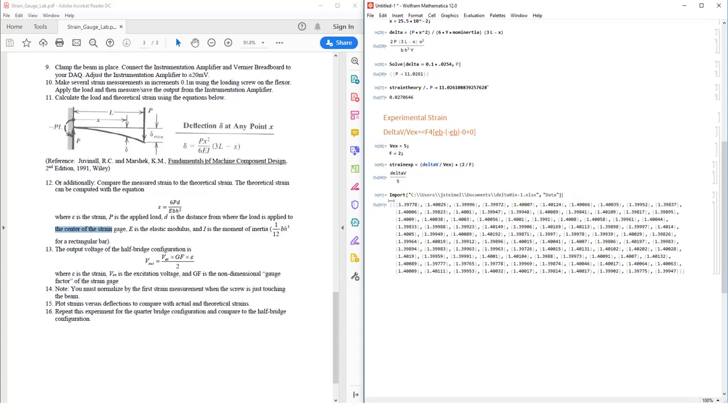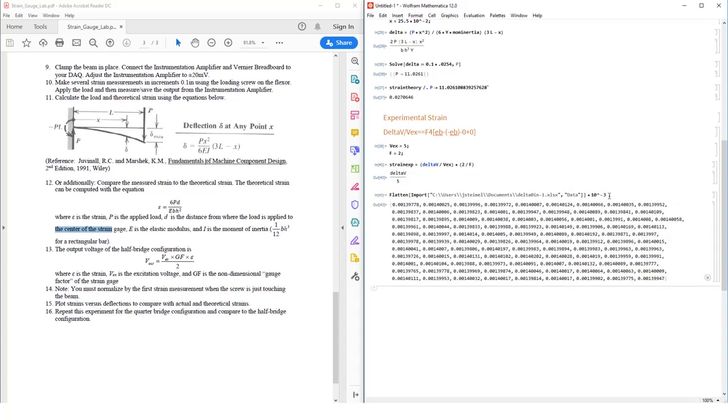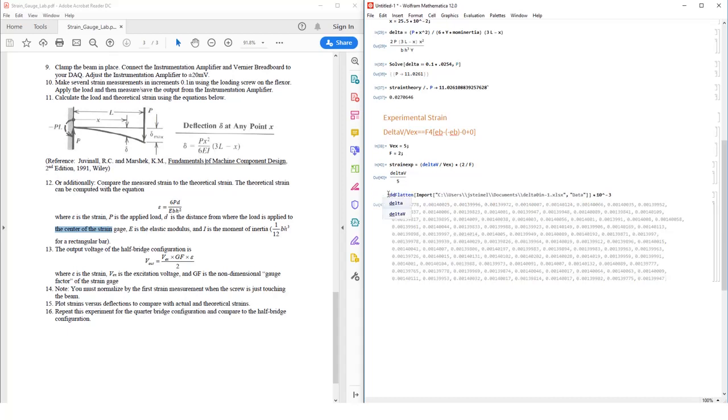So we need to do a couple things first. I don't like all these parentheses, so I'm just going to flatten. That just removes the parentheses. That's all this does. So I'm flattened out here. This data is in millivolts, so I'm going to multiply this times 10 to the minus 3 because I want to be in volts, everything consistent. So this is my delta V, or you can call it whatever you want, my delta of 0 inches. So this is that data.